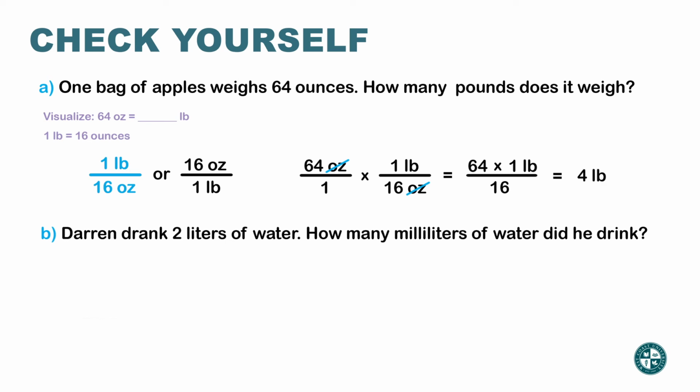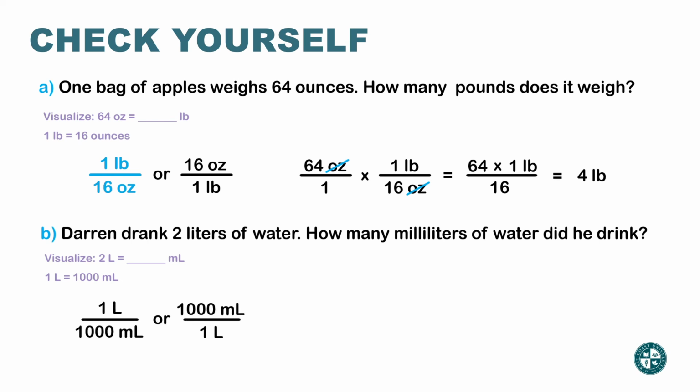Okay. Similar process for the second word problem. After I read it, I start visualizing this simple exercise. 2 liters equal blank milliliters. Okay. What was given? 2 liters. What was asked to find out? How many milliliters? What do I need? Well, I need to find out how many milliliters are in a liter or vice versa. I found out that in 1 liter, I have 1,000 milliliters. From there, I can get two fractions.